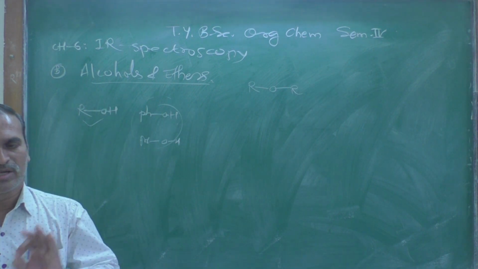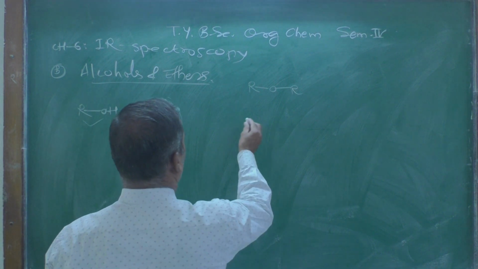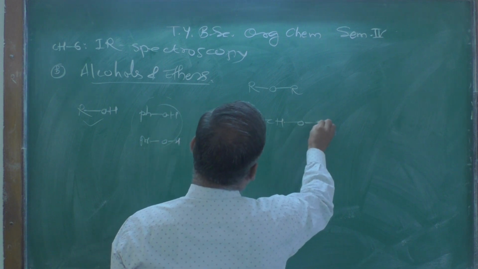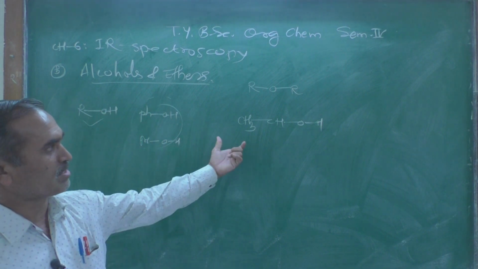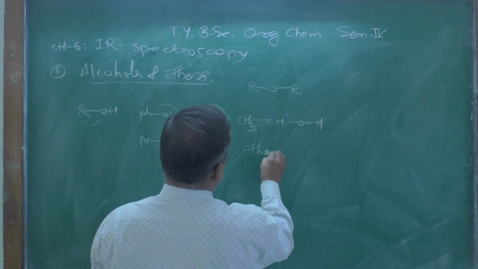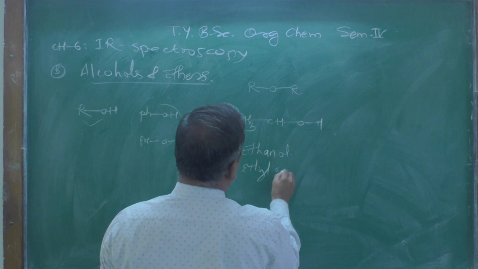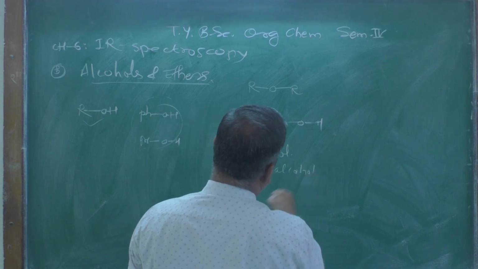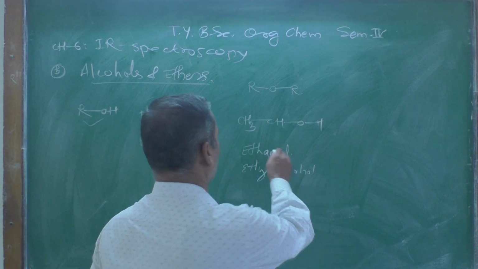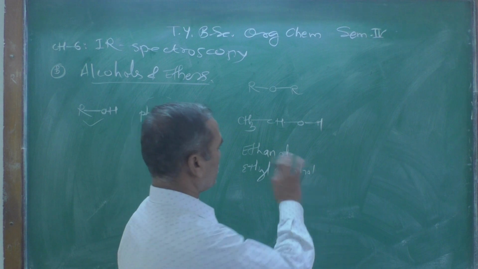Let us see one of the simplest examples which shows an alcohol. Suppose we have CH3CH2OH. Do you know the name of this compound? This is the simplest compound, that is ethyl alcohol. We can call it ethanol or ethyl alcohol. Ethanol is the IUPAC name, whereas ethyl alcohol is the common name of that compound.